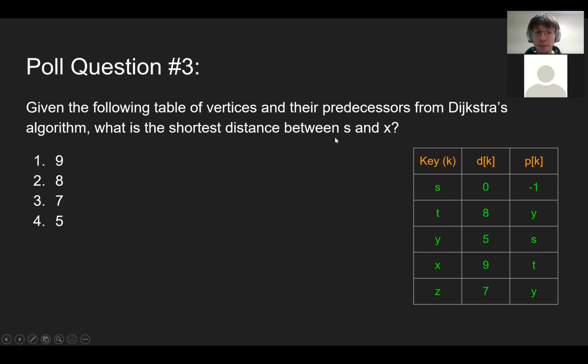All right, and for the next one, given this, what is the shortest distance between S and X?